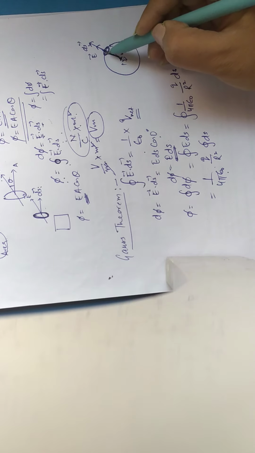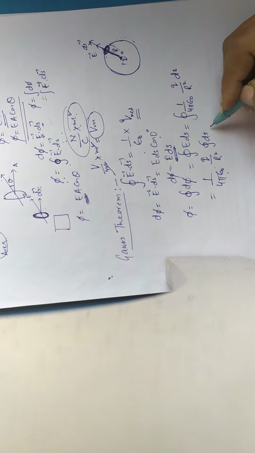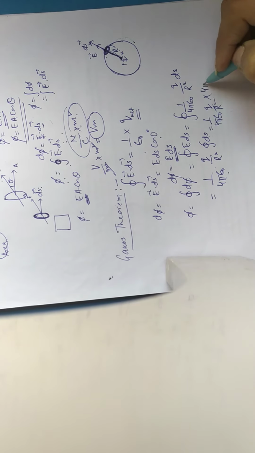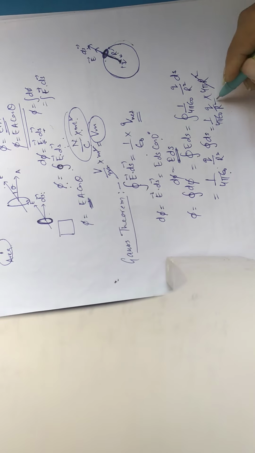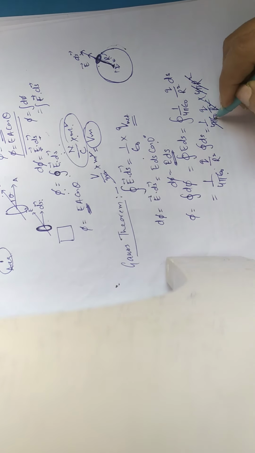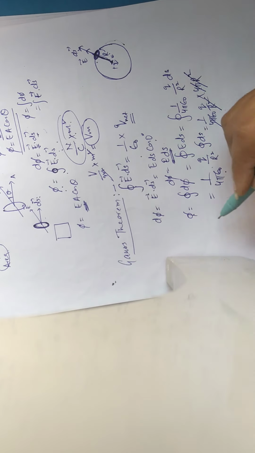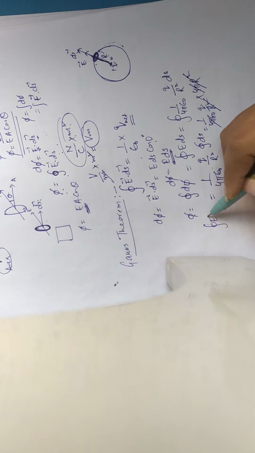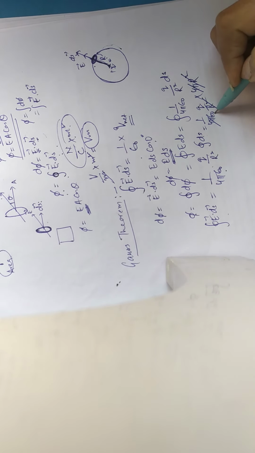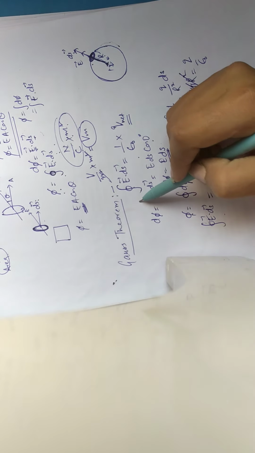ds is the small surface area of the sphere. So what will be the total surface area of the sphere? By the mathematical formula, the total surface area is 4 pi r square. Now r square gets cancelled, 4 pi gets cancelled, so you just get q over epsilon naught. So what we have found is that the total electric flux, E vector dot ds vector, comes out to be q over epsilon naught. Hence Gauss theorem is proved.